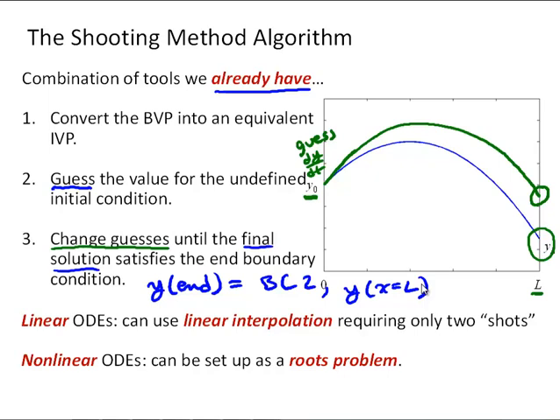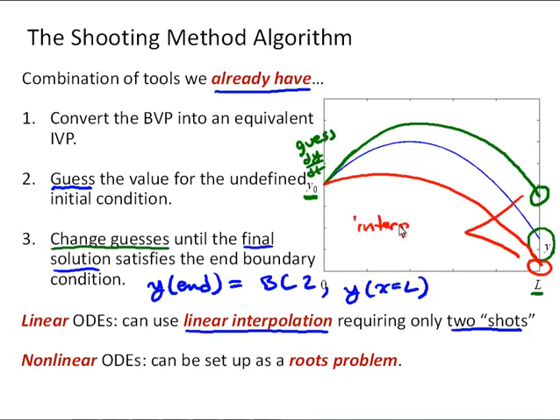If it's a linear differential equation, we can use a linear interpolation after we've done only 2 shots. We can do 1 shot, then do a second shot with a different guess, and interpolate between our 2 shots for the correct guess. In other words, the guess that will aim our shot just right so that we land at that target boundary condition.